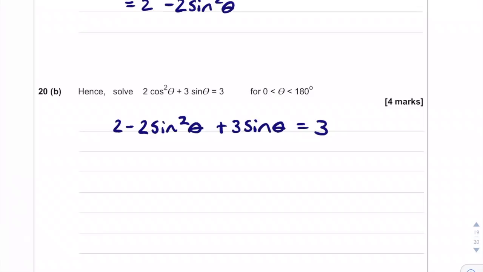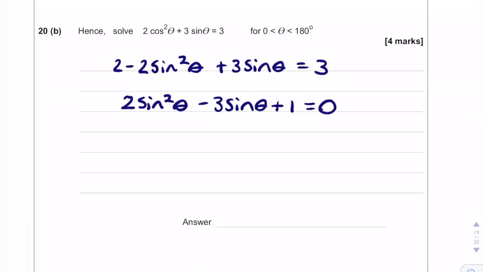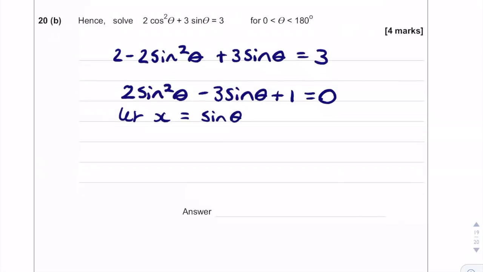And then what we can do is we can bring the 2 sine squared theta and the 3 sine theta over to the right hand side. So we get 2 sine squared theta minus 3 sine theta, and then we can subtract the 2 from both sides, so we get plus 1 is equal to 0. And now what we can do is we can let some constant equal to sine theta. So I'm going to say let x equal sine theta. So we can say 2x squared minus 3x plus 1 equals 0.